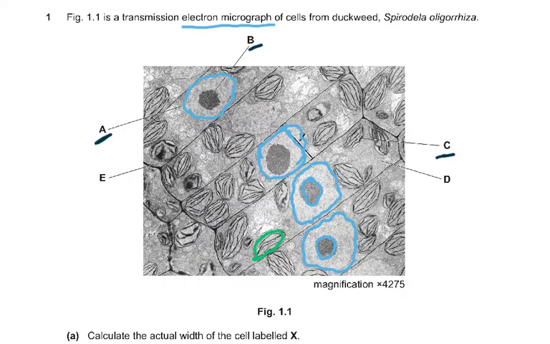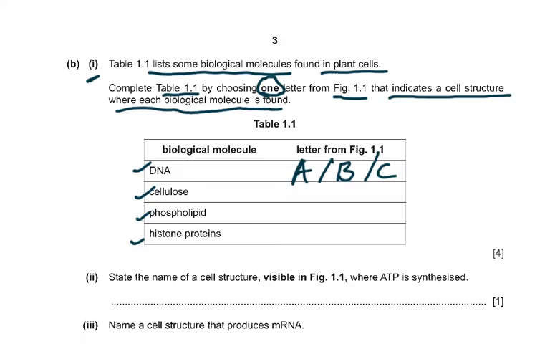Then the next thing was cellulose. Now cellulose, as you can see, is E. E is the cellulose cell wall. Where is it being labeled? This is being labeled here. So this is the cell wall. So E, cell wall, cellulose was present in E.